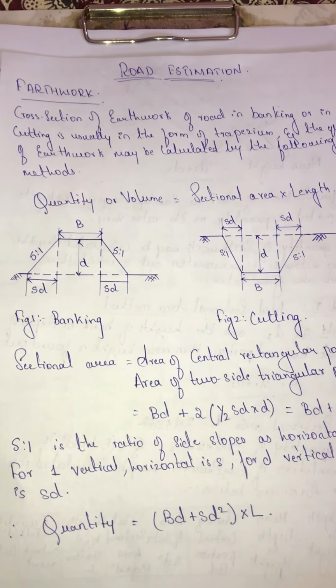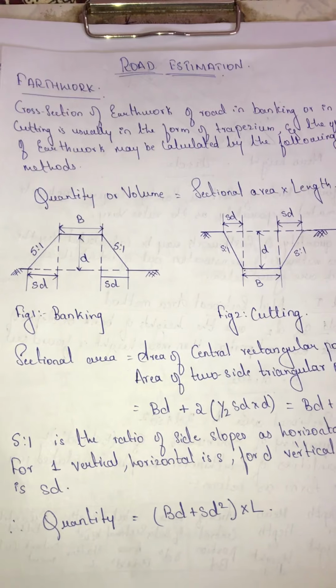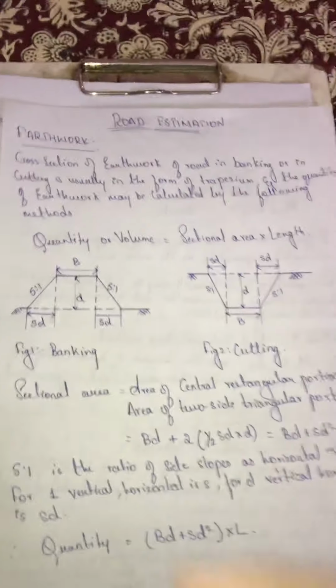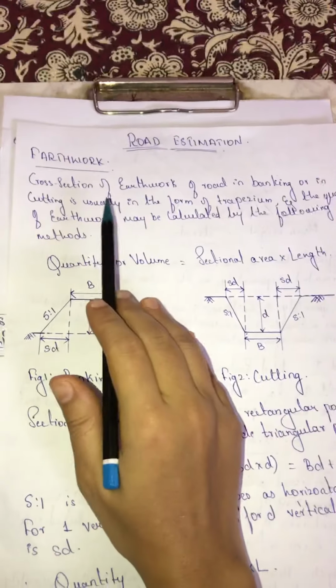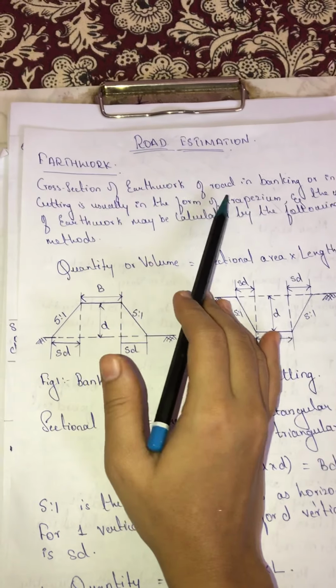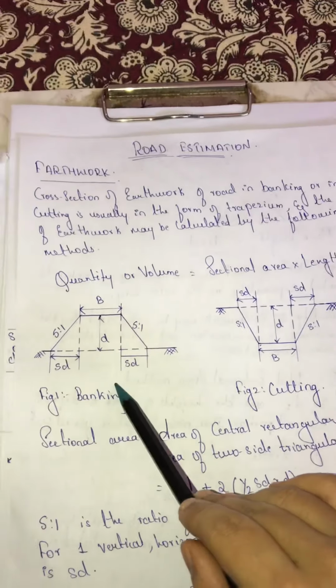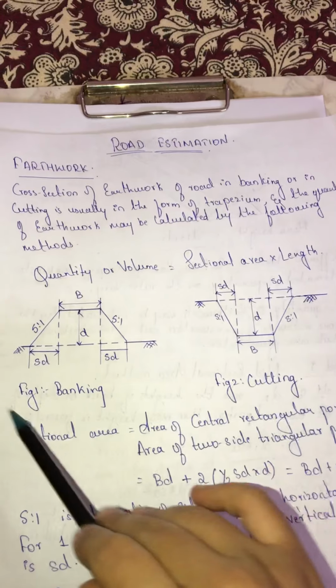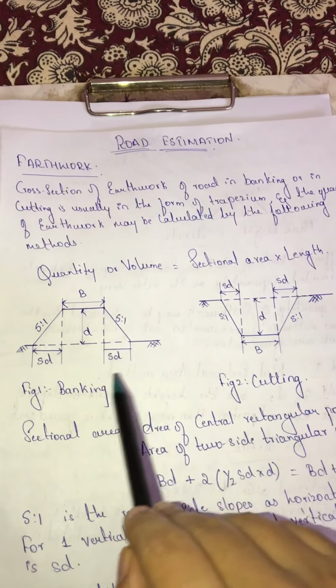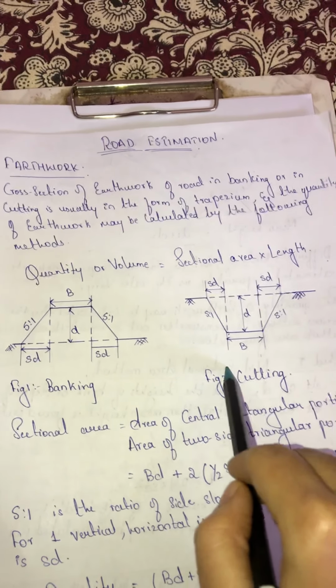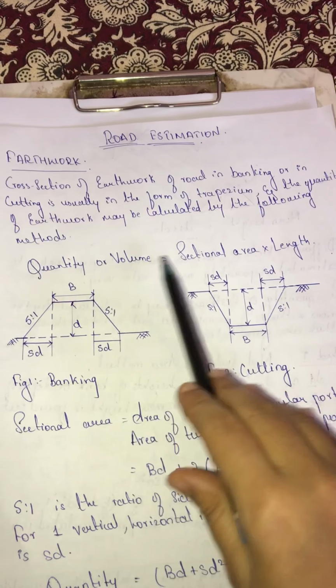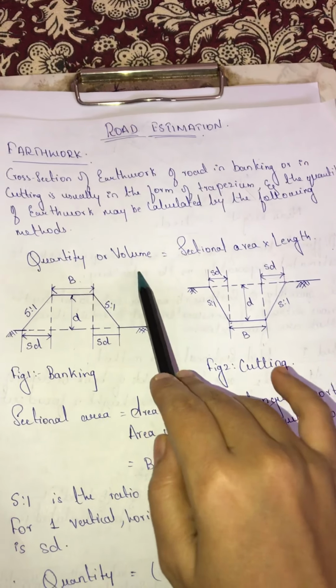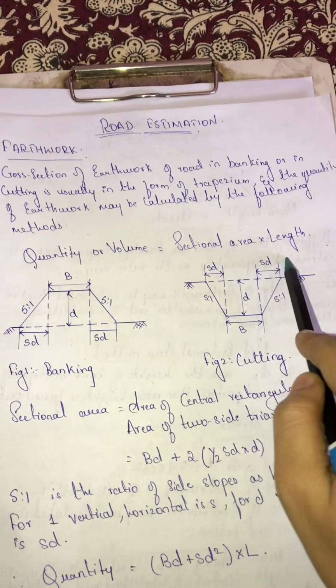So today we'll be studying road estimation. Okay, earthwork. The cross section of the earthwork of a road will be either in banking or in cutting. You can see the cross section is in the form of a trapezium. The quantity of earthwork may be calculated as quantity or volume is equal to sectional area into length.